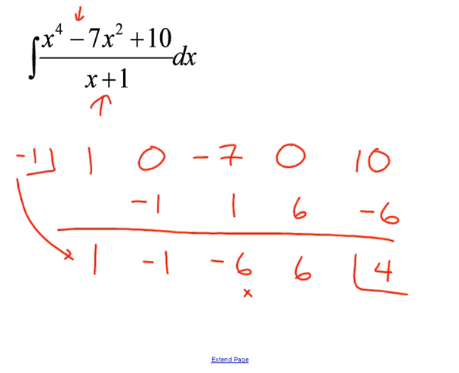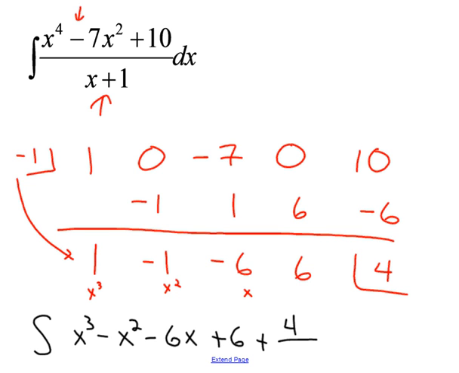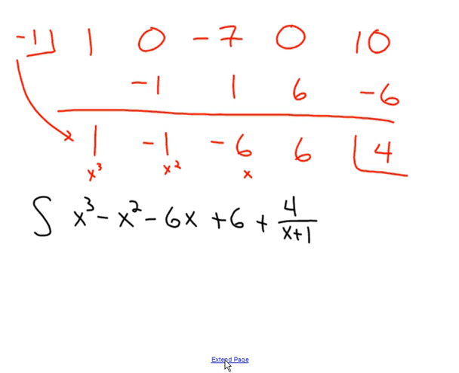This is the constant. This is the x term. This is the x squared term. This is the x cubed term. So the integral I had at the top can be rewritten as x cubed minus x squared minus 6x plus 6 plus 4 over x plus 1, because that's my remainder. All right, so now I'm going to find the antiderivative of this. I forget everything that came before. Now, these are all antiderivatives we should know.